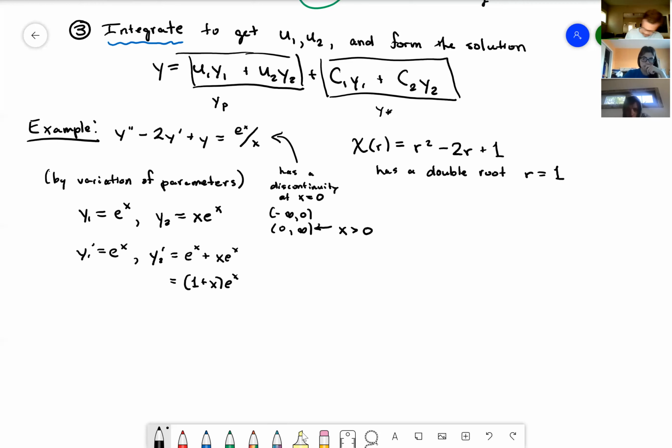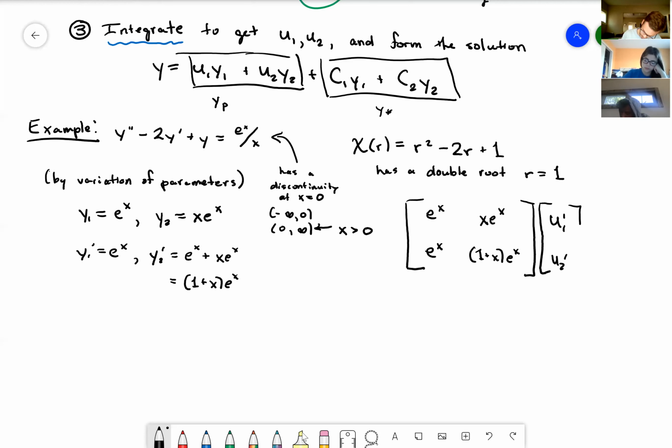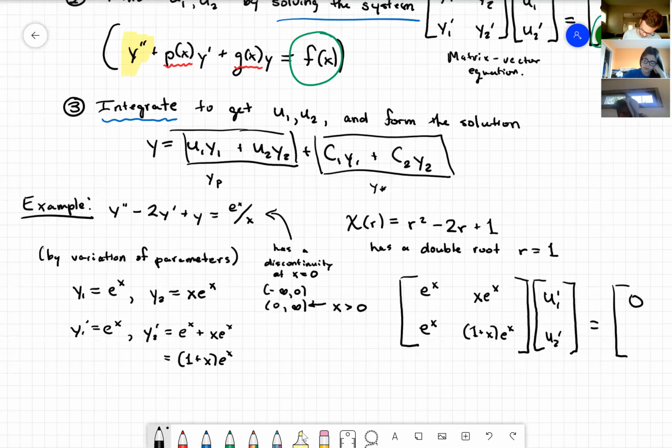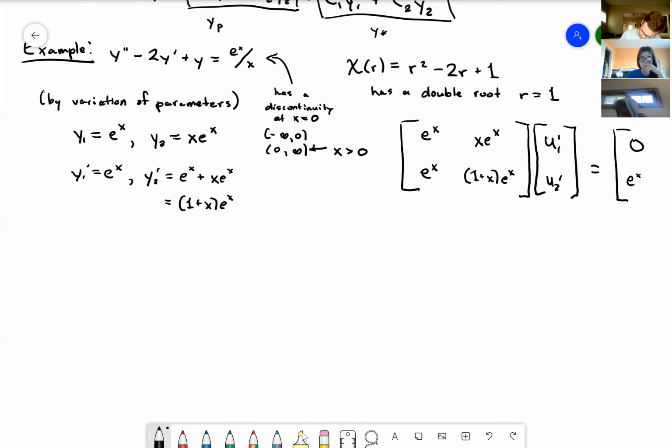All right. Now we can form our matrix vector equation. I'll put that right here. It's going to be y1, y2, y1 prime, y2 prime. So I'll put u1 prime and u2 prime here. And then we want to solve for these equal to 0 here and f here, which was, oh no, it's still on the screen. E to the x over x.